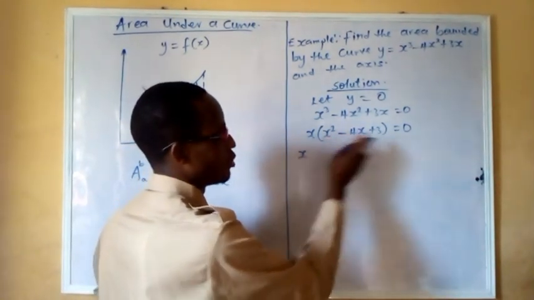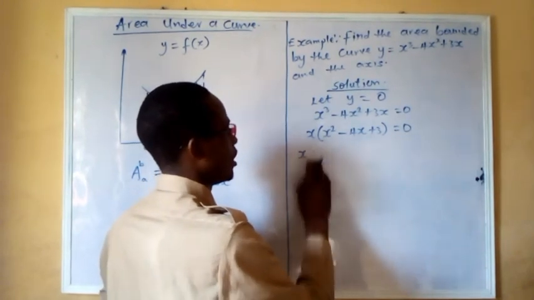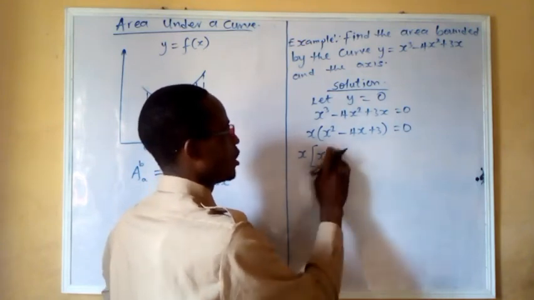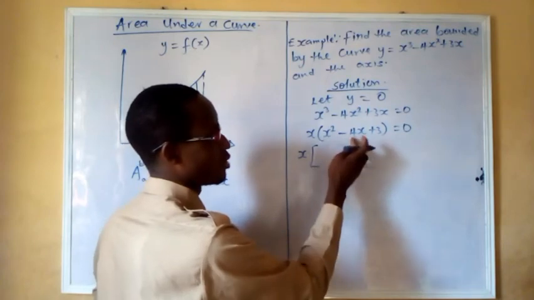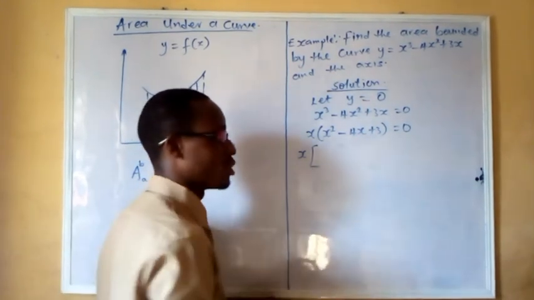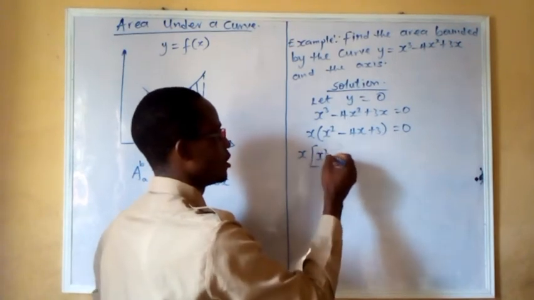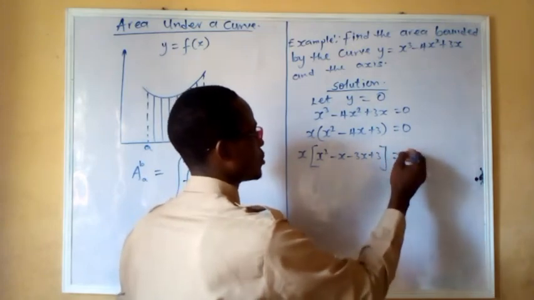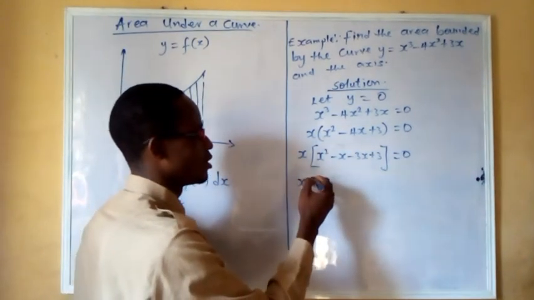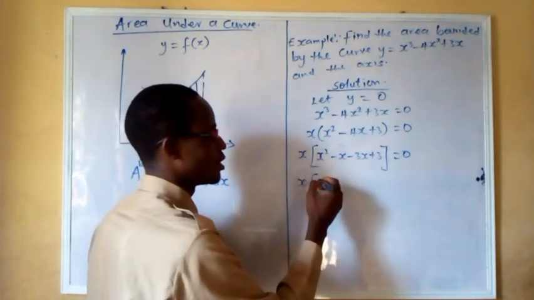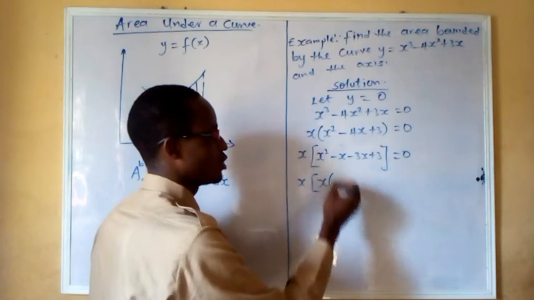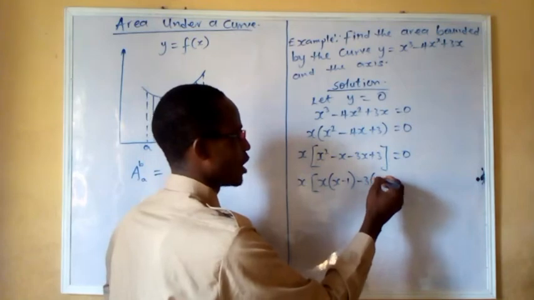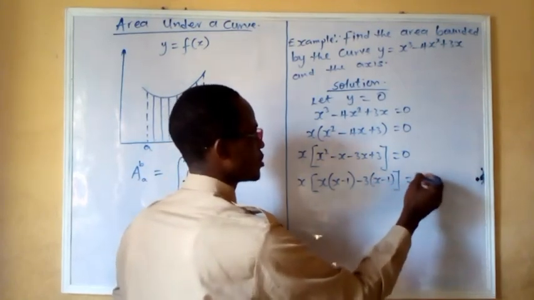Factorizing this, let me use a square bracket. So we have x into brackets. The two numbers we're going to have are minus 1 and minus 3. So we have x squared minus x minus 3x plus 3 all equals 0. There we have x into bracket x minus 1, then minus 3 into bracket x minus 1 all equals 0.